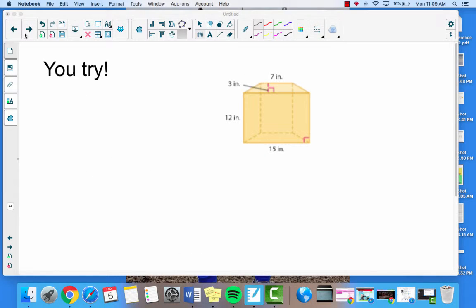I got an example here for you to try where you have a trapezoidal prism where you have bases that are trapezoids, so you can go ahead and try this one out on your own, and if you have any questions, let me know. But that's it for today.